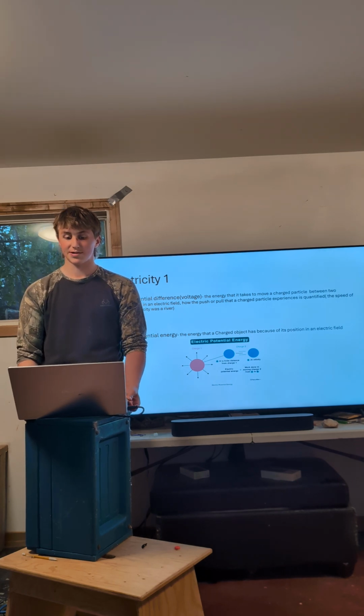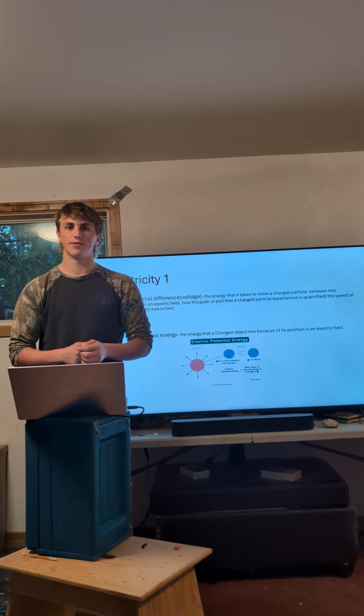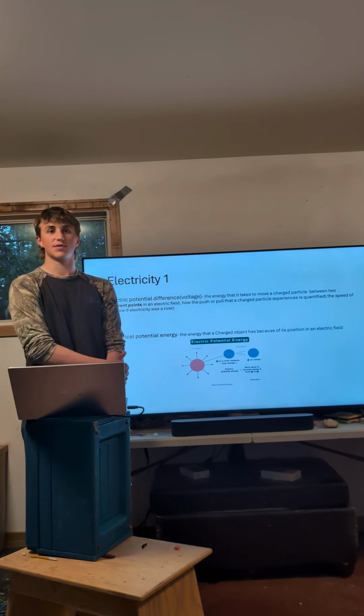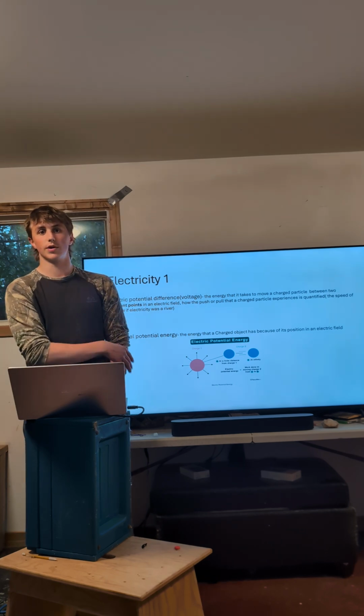And then electric potential energy is the energy that a particle has because of its place within a field but not relative to another point.